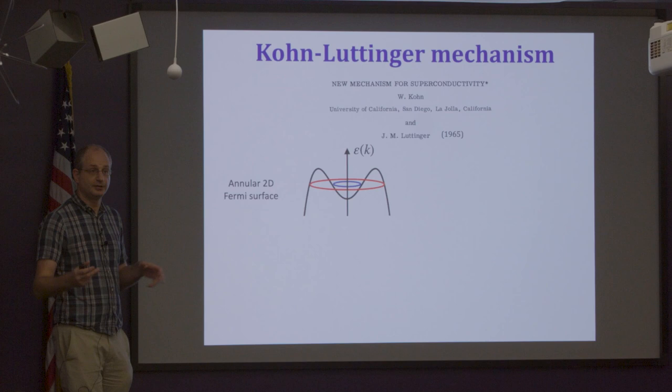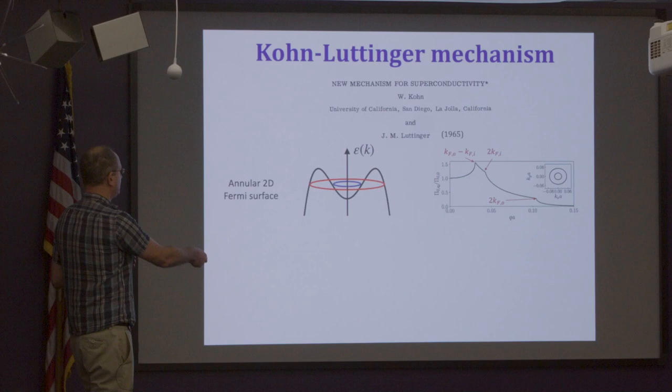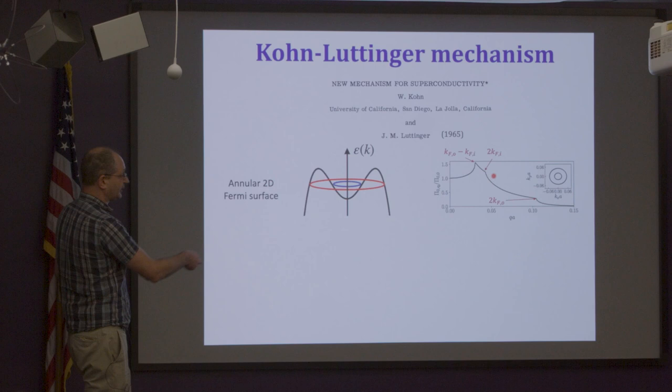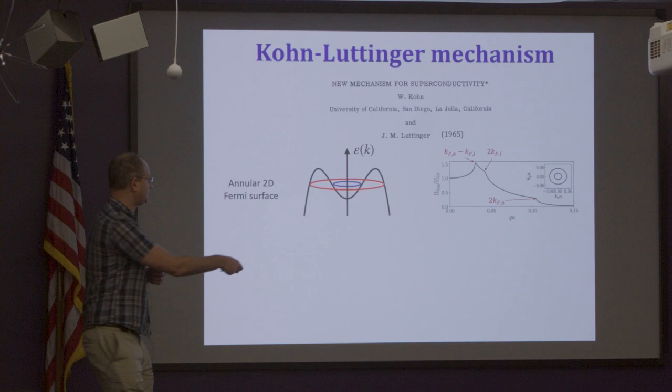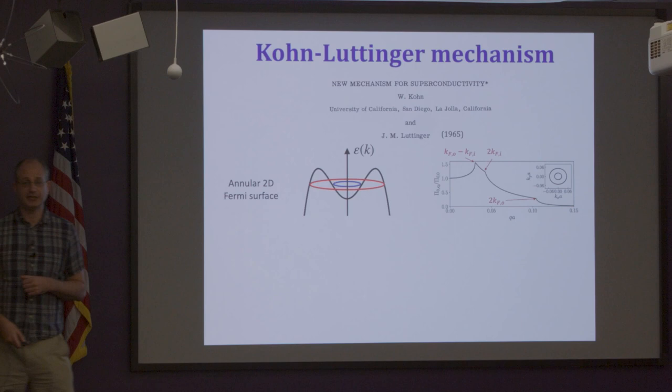If you just calculate the polarization function for this type of dispersion, you see that there's a lot of structure. You see all these sharp features. These correspond to the different 2kF's you can have in the system. There's kF outer minus kF inner, you see this sharp feature, and this is 2kF inner and 2kF outer. But in particular, between Q equals 0 and Q equals 2kF outer, you see that there's a very big variation in the polarization function, and that's exactly what you need.